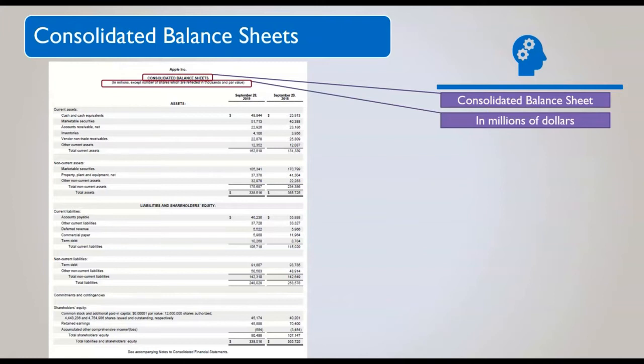The next item to highlight is this line item, which refers to the currency in the presentation, which is in millions of dollars. Most companies actually present their financial statements in thousands of dollars. However, given the size of Apple and it being one of the largest companies worldwide, it actually presents its financial statements in millions of dollars.